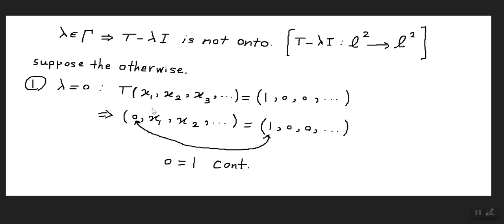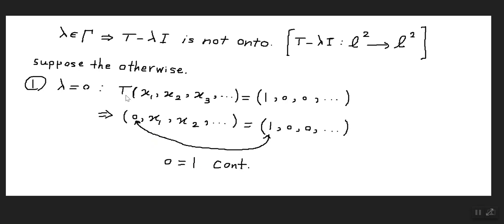So it means there is an element like this in L2 which is mapped to this element. So the left hand side is 0, x1, x2, and so on, and the right hand side is 1, 0, 0. Now you compare. If you want the left hand side and right hand side to be equal, we get 0 equals 1. This is a contradiction. So there is a contradiction.